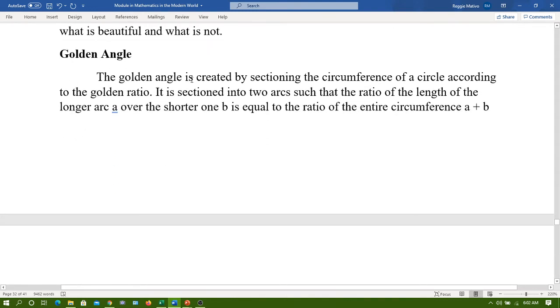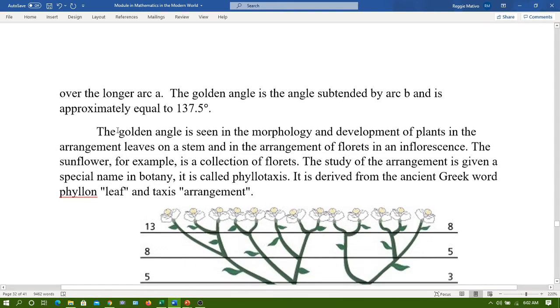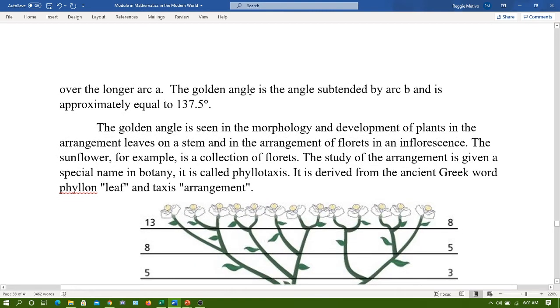The golden angle is created by sectioning the circumference of a circle according to the golden ratio. It is sectioned into two arcs such that the ratio of the length of the longer arc A over the shorter one B is equal to the ratio of the entire circumference A plus B over the longer arc A. The golden angle is the angle subtended by arc B and is approximately equal to 137.5 degrees. Take note of that.